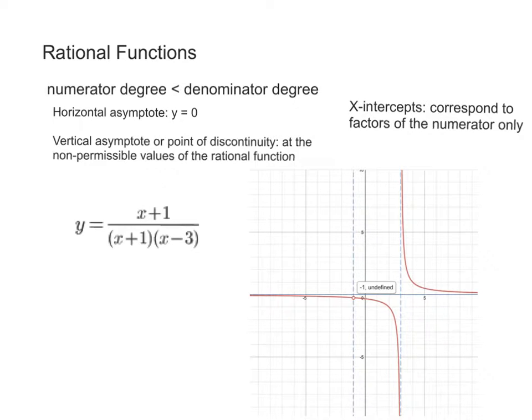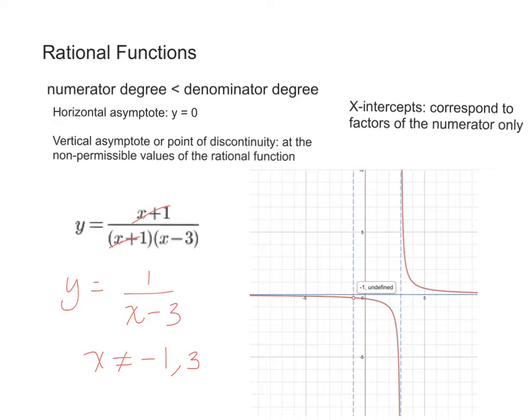And that's actually when you have the same factor in the numerator and the denominator. So if you look at this example, y equals x plus 1 over x plus 1 times x minus 3, well, that's the same as 1 over x minus 3 when x cannot equal negative 1 or 3, because those are the non-permissible values, right? Negative 1 and 3. So that's where you would expect to see vertical asymptotes. But when you graph that, you actually only get one vertical asymptote.